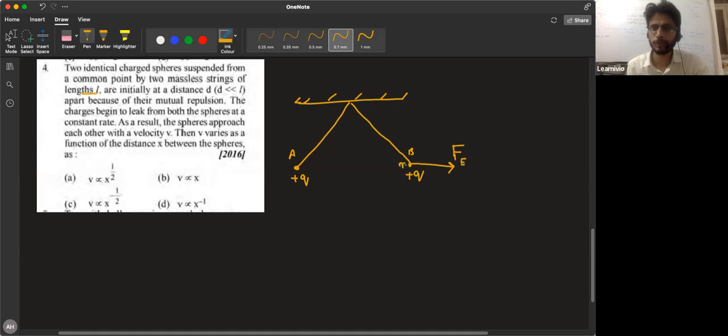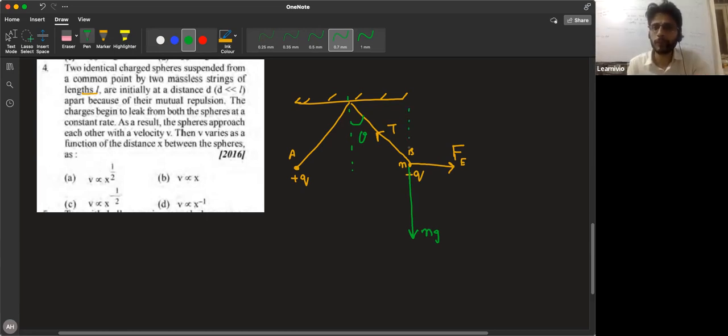Mass is M. Is there any other force acting over the charge at B? Tension, yes. It's connected by a string, so there would be a tension. Any other force? Mg, weight acting in the downwards direction. So these are the three forces, and this angle must be theta. The system is in equilibrium, which means the sum of all forces will be zero.